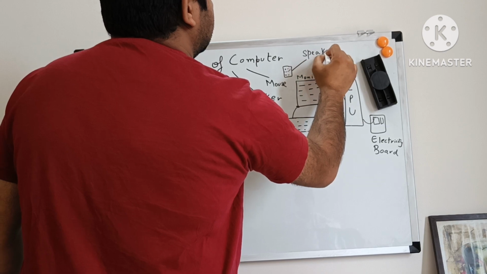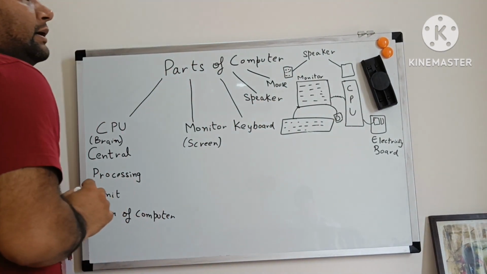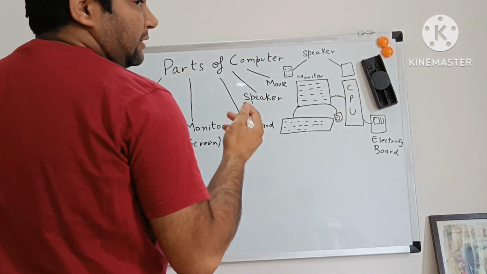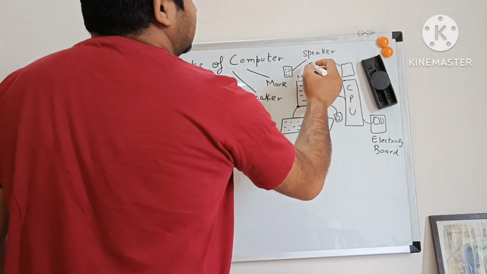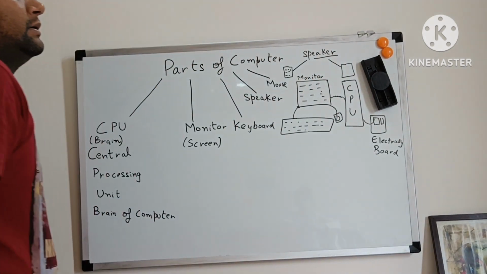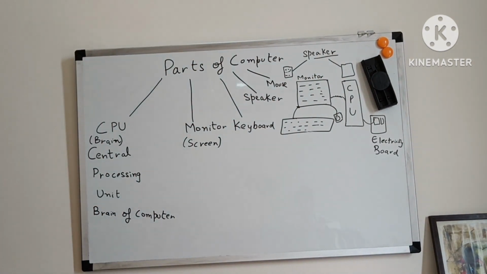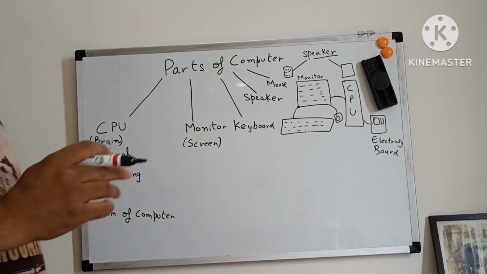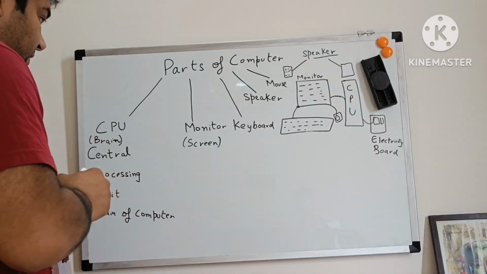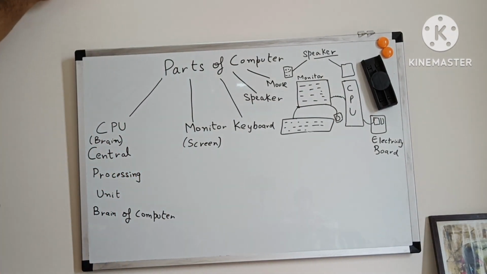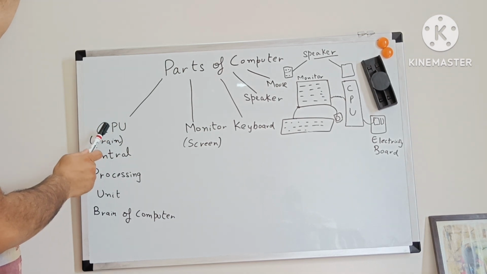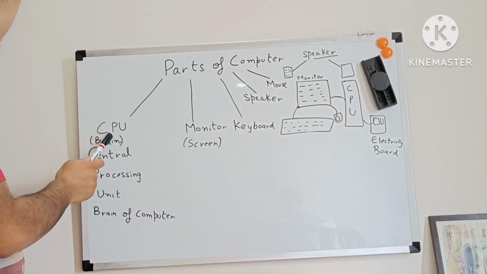Whatever we listen to, speakers help us listen to any kind of song or any audio. All the voice will come only from the speakers. Okay, so one by one we can go through. So what are the parts of a computer? If someone asks you, what are the parts of a computer? CPU.